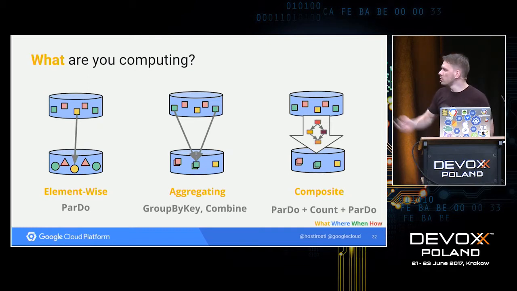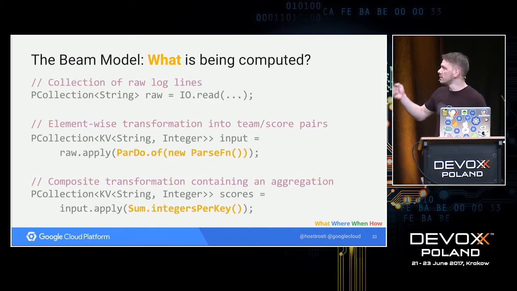So what are we computing? As mentioned, very familiar. We're doing parallel processing on elements, and we do aggregation or a composite of it. Very straightforward. So this might look familiar if you have, again, this example of calculating some means. In this case, we're calculating the scores for a team. We basically read some data into our PCollection, as we saw from Java, and then we do parsing, extracting the key, and then we do the aggregation. So that is the what part of our pipeline.